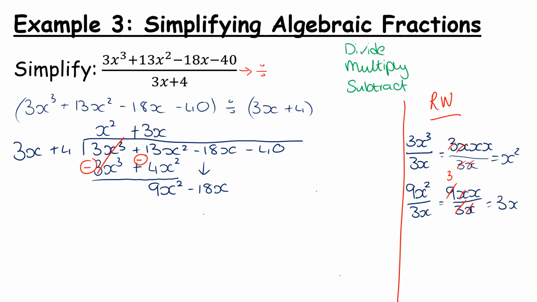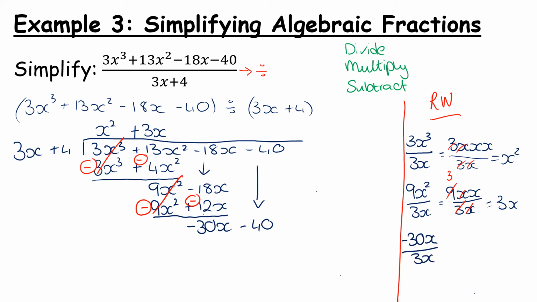Let's do my multiplying. 3x by 3x is 9x squared. 3x by plus 4 is plus 12x. So now let's do our subtraction. So this becomes a minus and this becomes a minus, which leaves me with minus 30x, and bring down your minus 40. And let's do our final division. So minus 30x divided by 3x, so the x's cancel, and 3 goes into 30 10 times. So what I'm left with is minus 10.